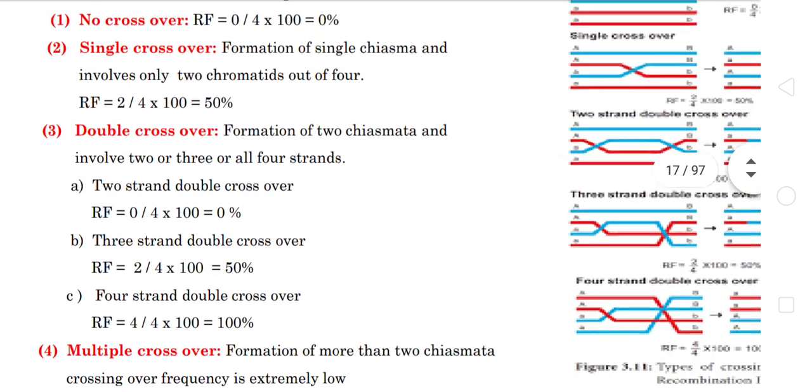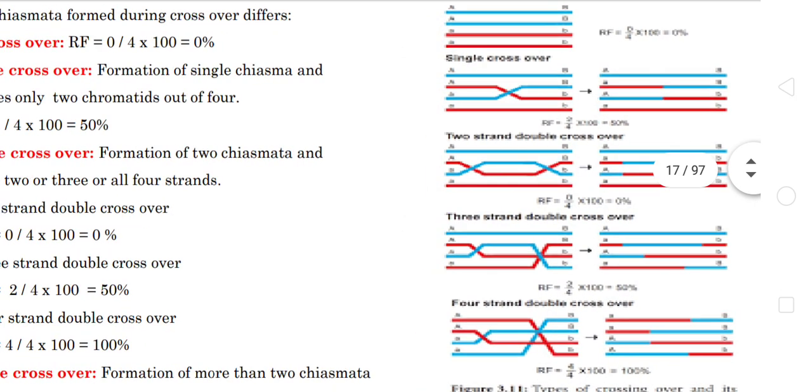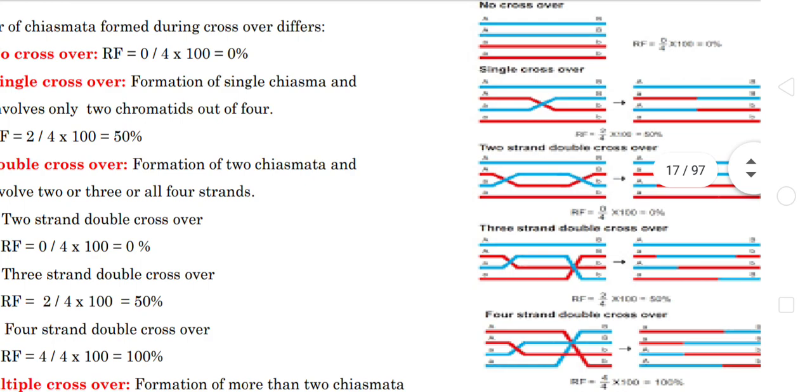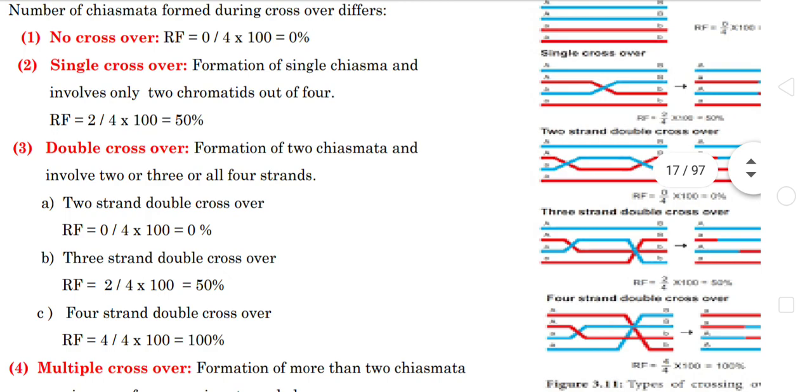And the second type is called single crossing over. Just observe the center part. Here one chiasma alone is formed. At one location alone the gene is exchanged. So the name is single crossing over. As a result of single crossing over, we get 2 recombinants. So the RF value is 2 by 4 is equal to 50%.